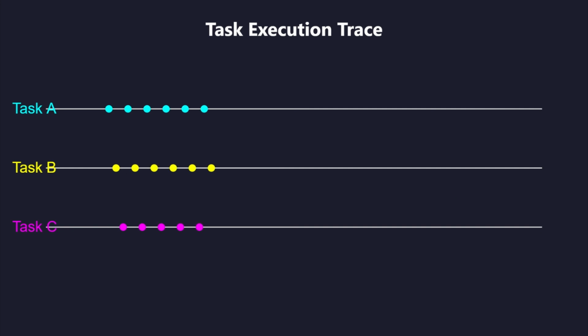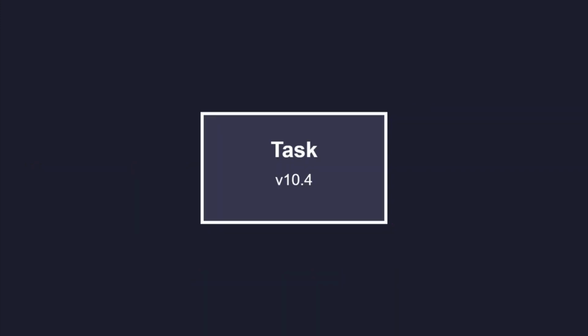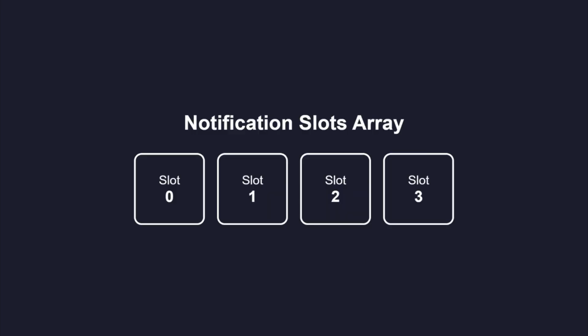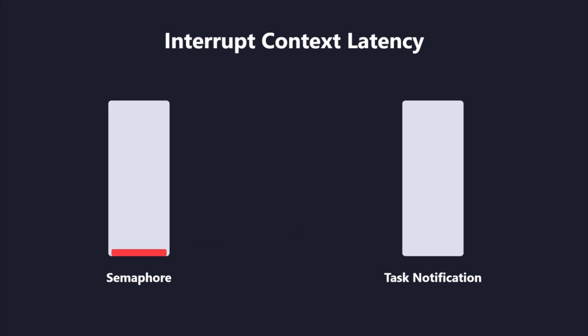Runtime trace tools like Percepio Tracealyzer can visualize task notifications as discrete event points on the timeline, helping to debug timing issues. Since FreeRTOS version 10.4, each task can have an array of notifications, allowing for independent signaling channels for different modules. To use a specific notification slot, the index parameter must be provided to functions like xTaskNotifyIndexed or xTaskNotifyWaitIndexed.